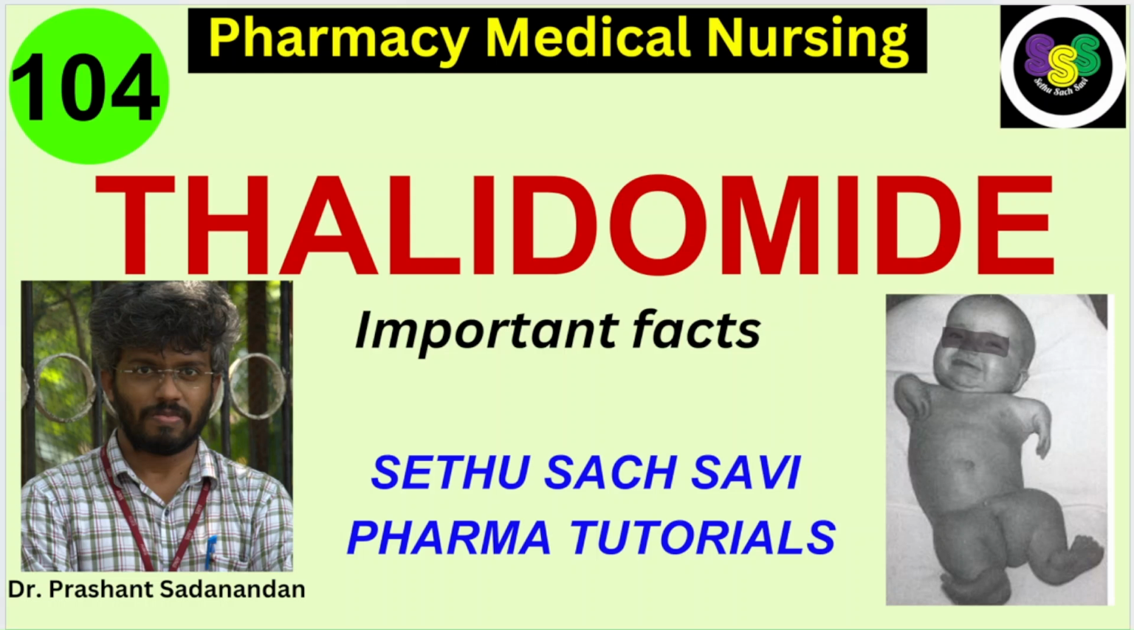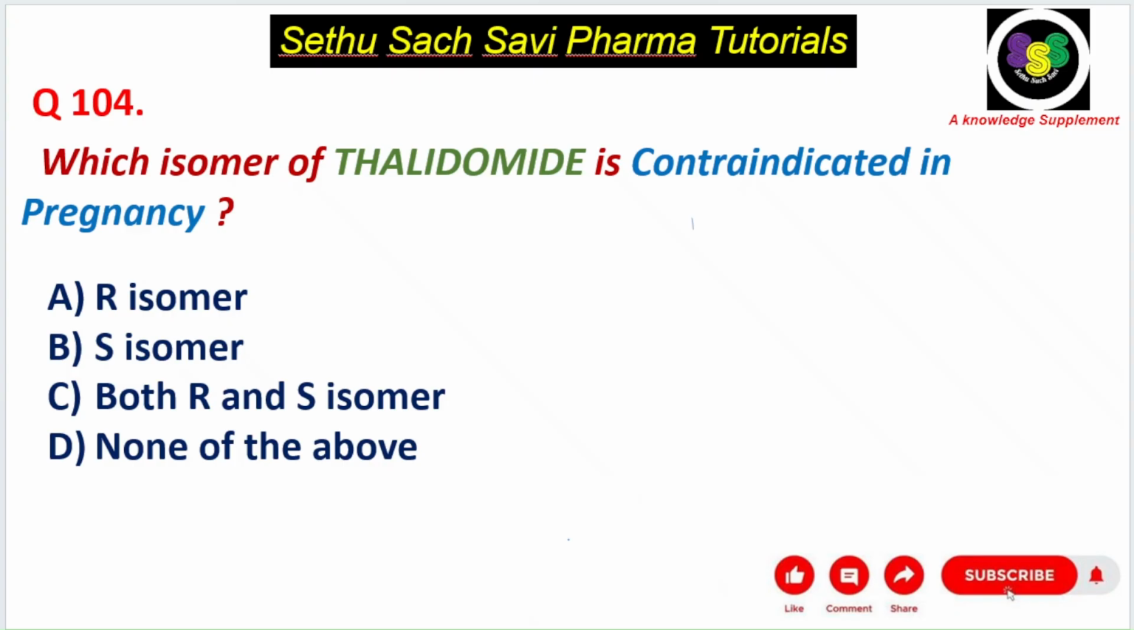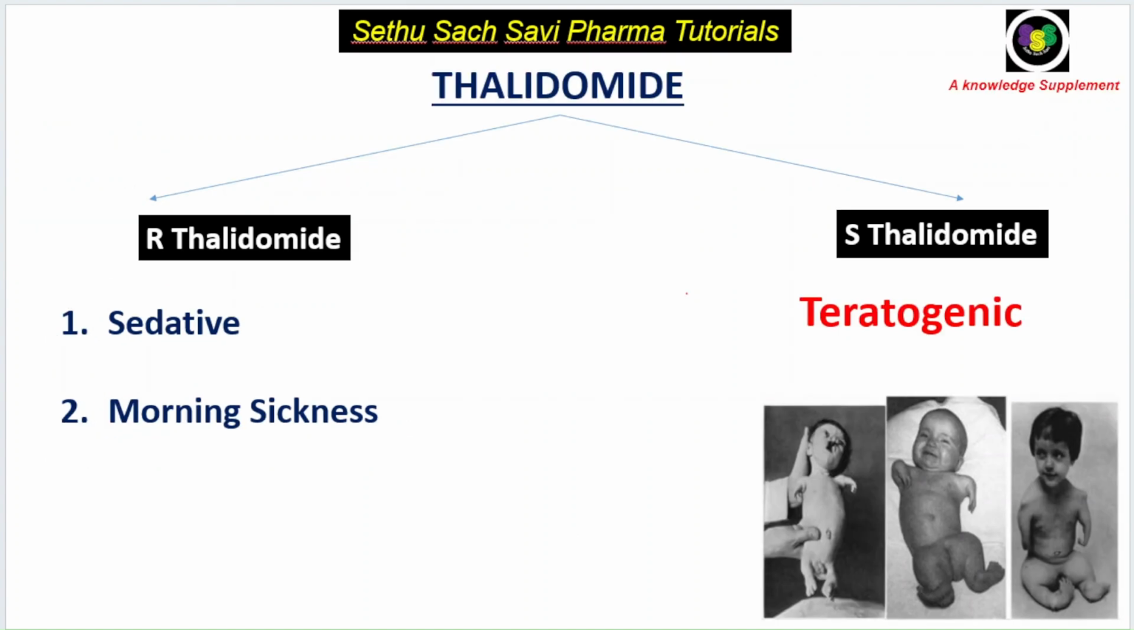So in today's discussion, we'll talk about some important facts about the drug thalidomide. Before I get into the important facts of thalidomide, let me start with a question for you. Which isomer of thalidomide is contraindicated in pregnancy? A. R isomer, B. S isomer, C. Both R and S isomer, D. None of the above.